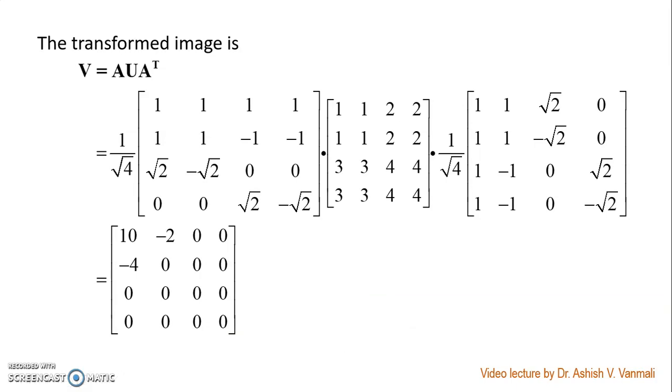Then the transformed image B is A U A transpose. So substitute the values of A, the image, and A transpose, and then multiply the matrices. If you multiply these two, and then whatever the result, if you multiply with this, and then divide by 4, this is the final result you will get. The Haar transform image will be 10, minus 2, 0, 0; minus 4, 0, 0, 0; and then the last two rows will be all 0.